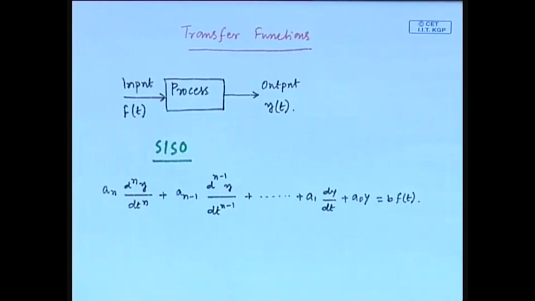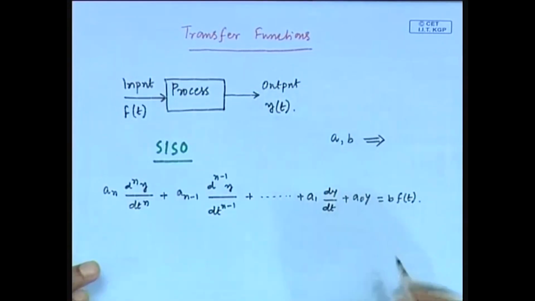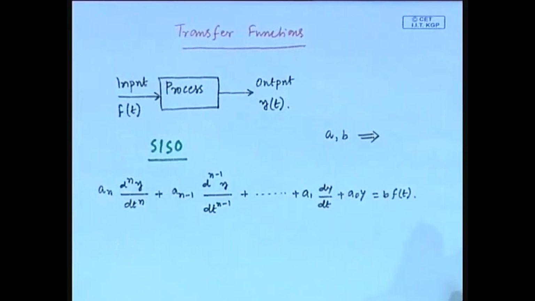So, y is the output, f is the input, a and b they are the coefficients, and t is the independent variable. So, as I mentioned that the transfer function should be represented in S domain. So, we have to take Laplace transform of this equation, fine.